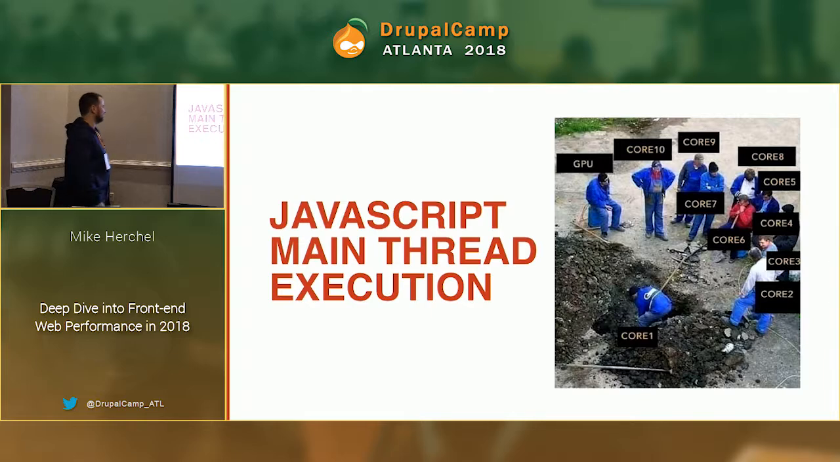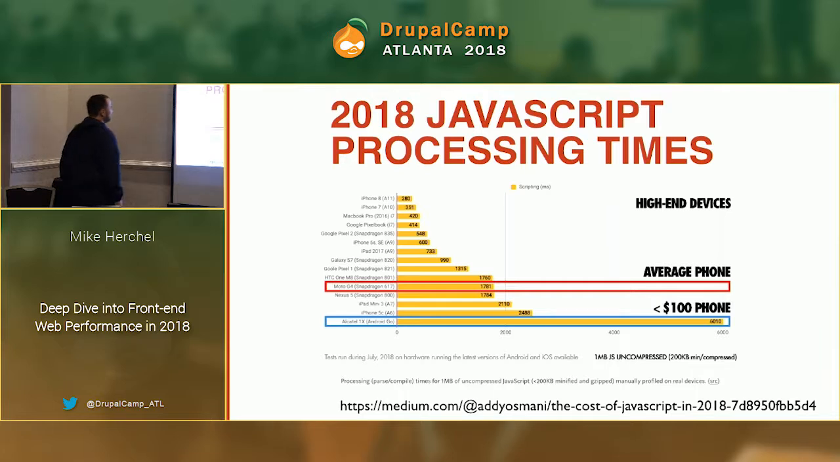This is a funny thing I found. JavaScript main thread execution: your browser will run all the JavaScript only on one CPU core. So your computer can have all these CPUs, but only one person is doing the work. Your average website processing time for 2018 is about 1700 milliseconds. That's 1.7 seconds, how long it takes an average device to parse JavaScript in an average website.